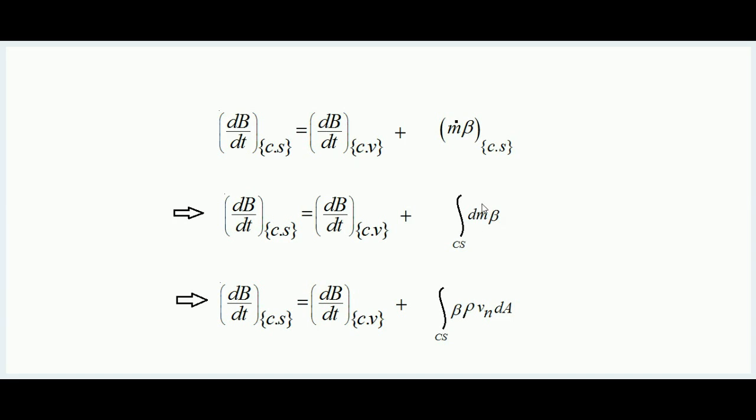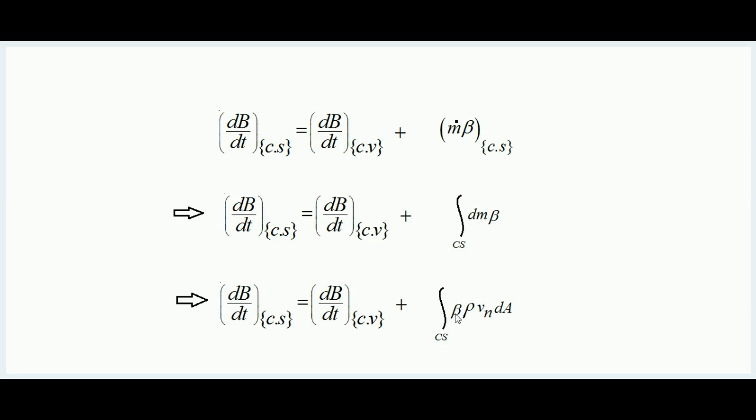So this dm, the elemental mass flow rate, can also be written as the volume flow rate times the density. Now what is volume flow rate? We know it is equal to the velocity of fluid times area. The velocity of fluid in which direction? The velocity of fluid normal to the area. So Vn corresponds to the velocity of fluid and dA corresponds to the area through which the fluid is exiting with velocity Vn. Here Vn is the velocity normal to the area through which fluid is coming out. So Vn dA is the elemental volume flow rate, times the density is the elemental mass flow rate. So in place of dm I can write rho Vn dA, and beta remains the same.